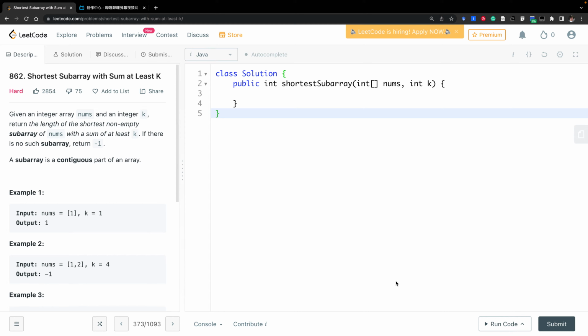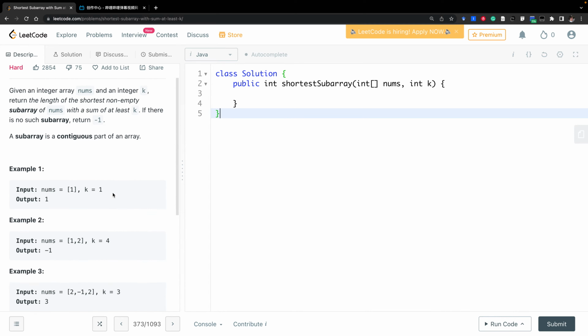Everyone. Today, let's solve shortest subarray with sum at least k. We are given an integer array numbers and an integer k. Return the length of the shortest non-empty subarray of numbers with a sum of at least k. If there is no such subarray, return negative 1.